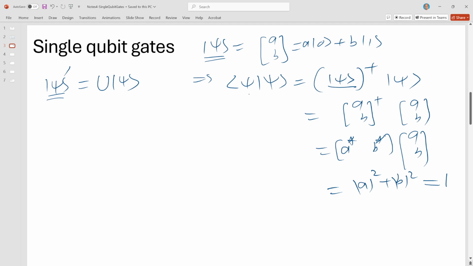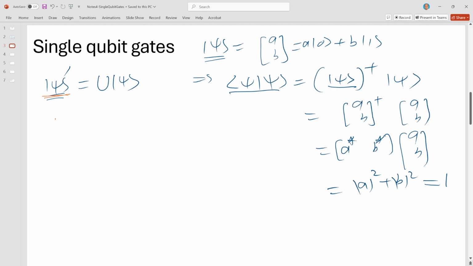So suppose that we are given this. Let's see what happens to psi prime. Let's find out its norm.